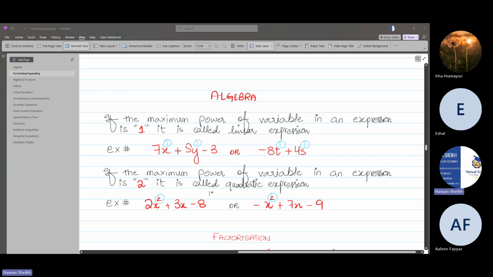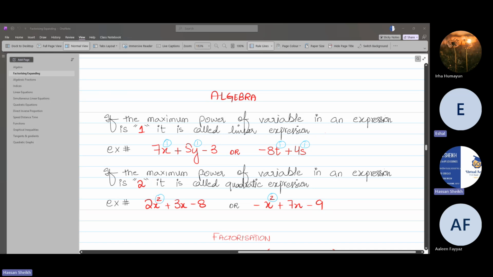Okay, Isha, you find the two equations written below: 2x squared plus 3x minus 8 and x squared plus 7x minus 9. Tell me what is the maximum power of the variable in those two expressions? 2. So what type of expressions are they? Quadratic expression. And if you just focus there, you will see that in a linear expression, there were two variables involved, x and y, and in the second one, t and s. But in the quadratic expressions, you will only find one variable, that is x. Agree?